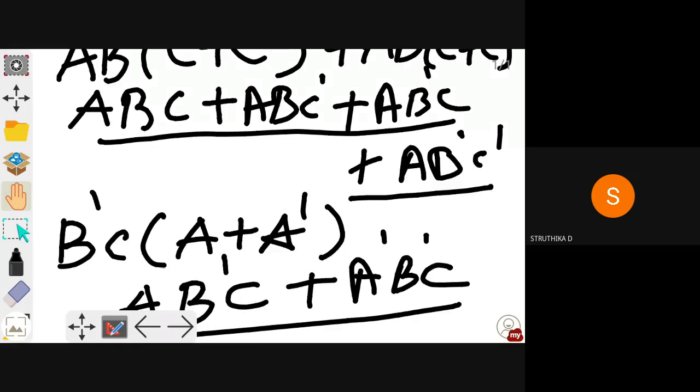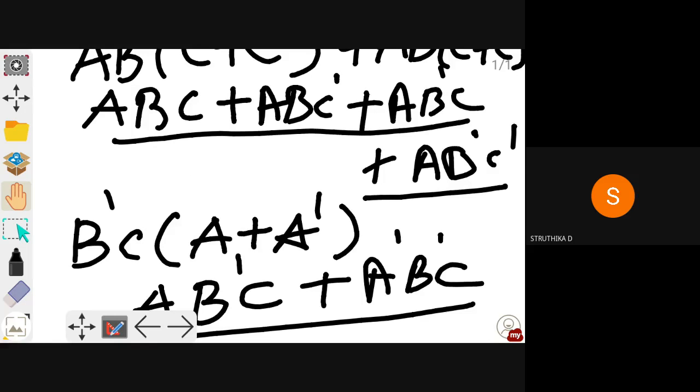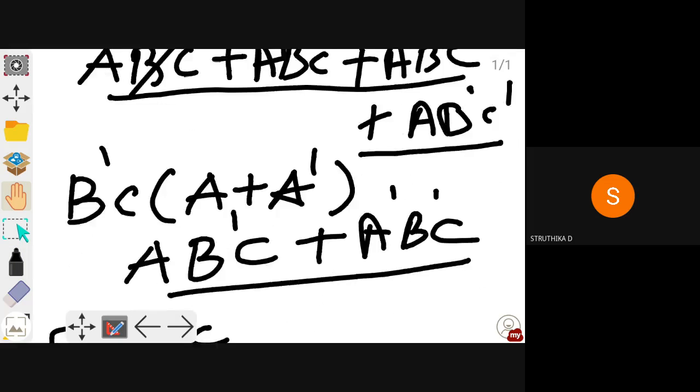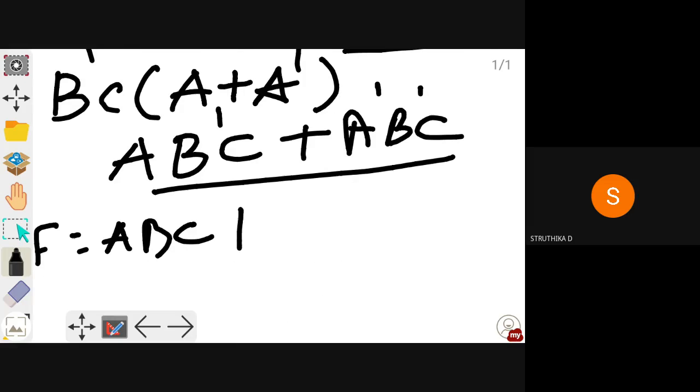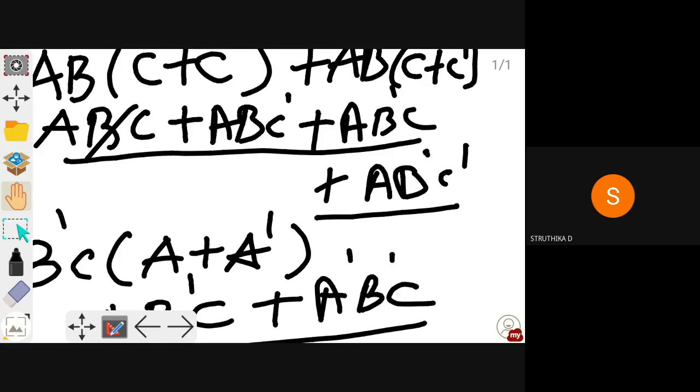So F is equal to ABC. So this term I have written. Then ABC dash plus ABC dash. So this term I have written.